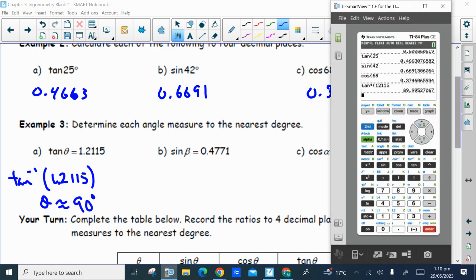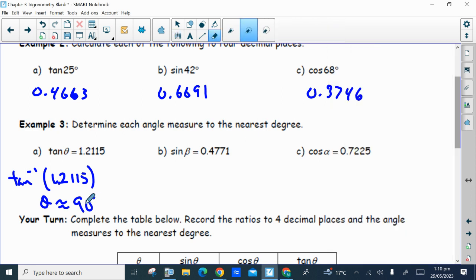Something's not right there. I missed the decimal. That makes sense. I need to put the decimal in there. There we go. That's better. 50 degrees.